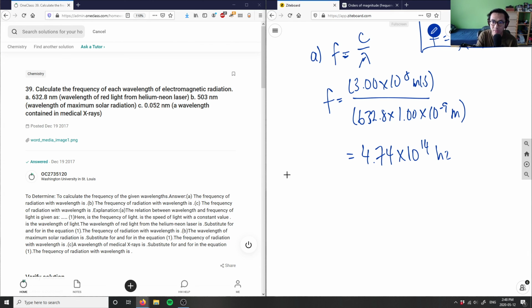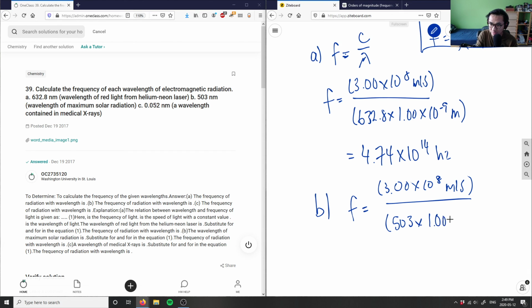And again, I can solve for B and C in a similar fashion. For B, I have F equals 3.00 times 10 to the power of 8 meters per second, divided by our wavelength of 503 nanometers. So I'm going to write 503 times 1.00 times 10 to the power of negative 9 to give me meters. Plugging that into my calculator, 10 to the power of 8 divided by 503 times 1 times 10 to the power of negative 9, this would give me a value of 5.96 times 10 to the 14.